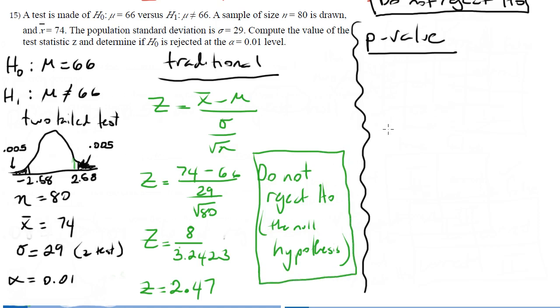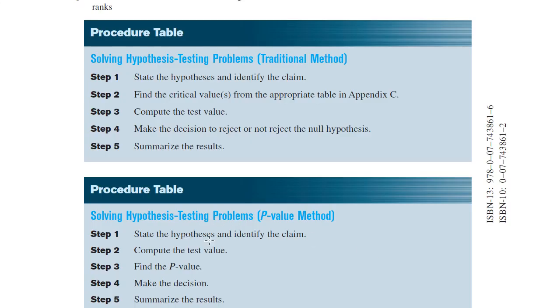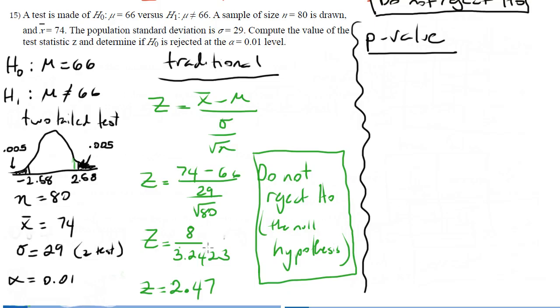P-value method. All right, we know the steps. First step, get the null and alternative hypotheses down there. Identify the claim if you can. Compute the test value. We've done that already. Test value Z equals 2.47. And I forgot to use a new color. Let's use purple. Z equals 2.47.